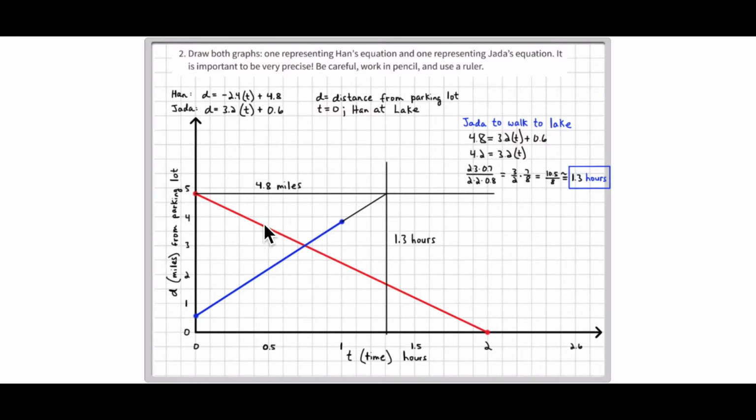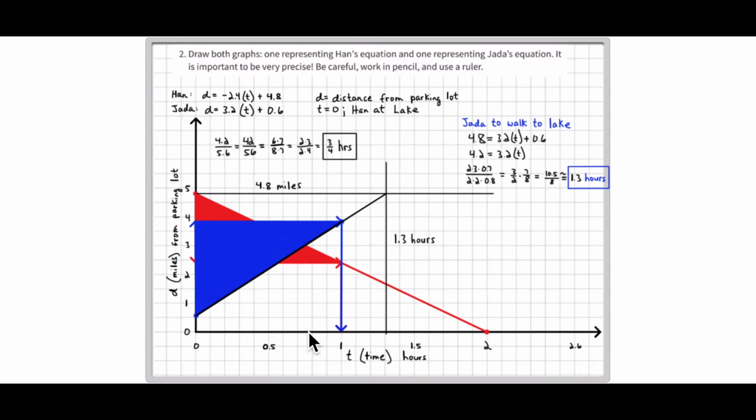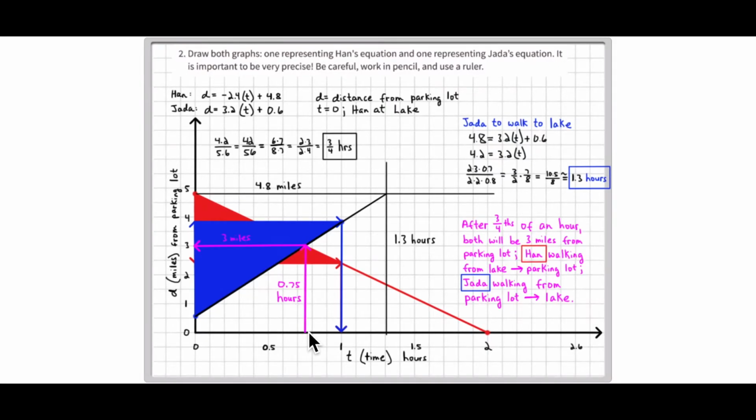So they're both 4 miles from the parking lot, but it takes them a different amount of time to be at that 4 miles from the parking lot. This is the only time in which they're the same distance from the parking lot, 3 miles, at the same time. So they are meeting at that time, 3 miles from the parking lot in 3/4 of an hour, or 75 hundredths of an hour.